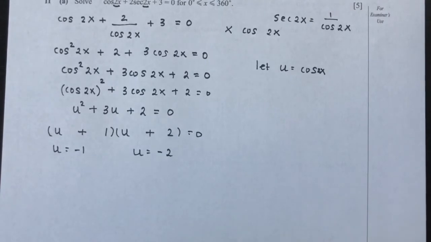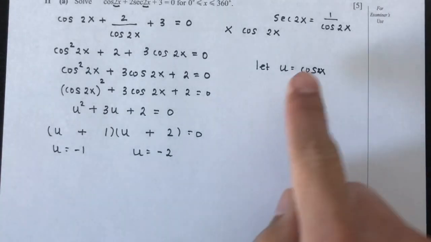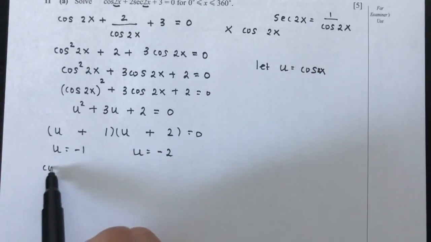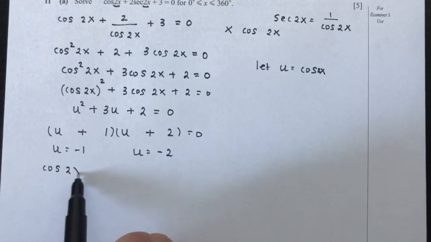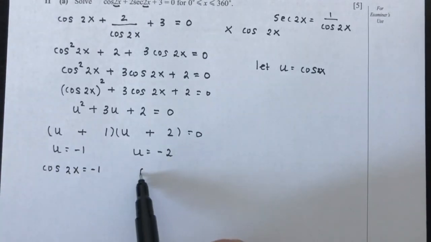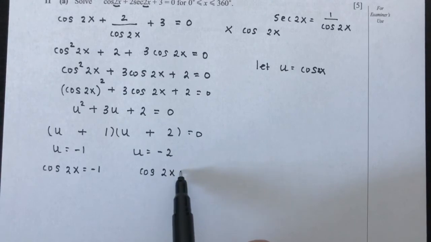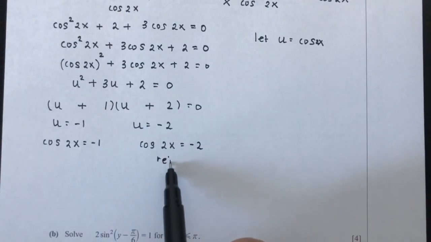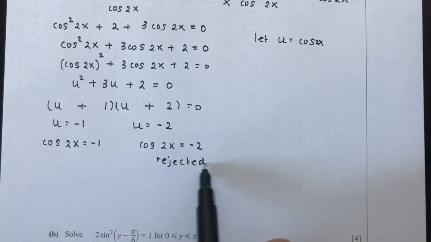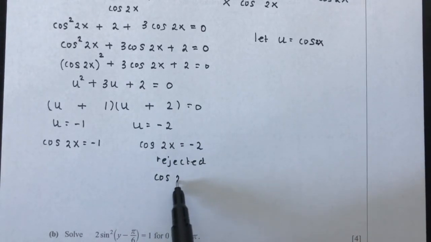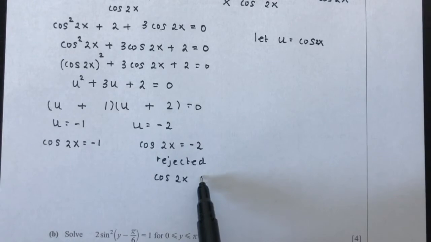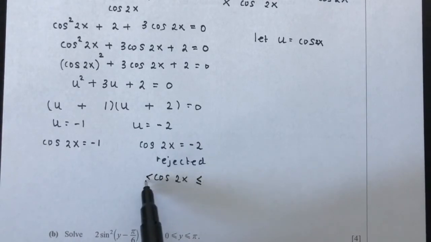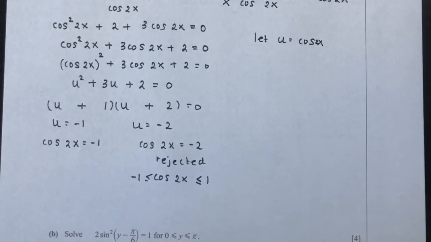Now of course you don't want to find the value of u. You know u is this. So replace back. Cos of 2x is equal to minus 1, and cos of 2x is equal to minus 2. So this one will be rejected, and the reason is because you have to know that cos of 2x, or any x values, can only be between 1 and minus 1. That's why it cannot be minus 2. So okay, that is why it is rejected.